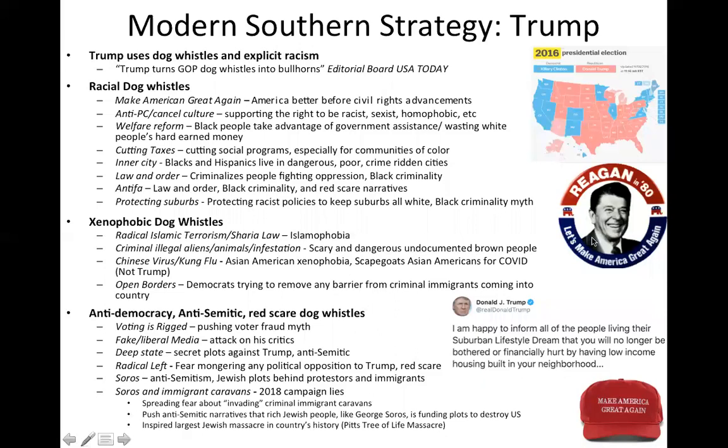That same racial dog whistle that Reagan used to push reverse racism myths, and the idea that we were a lot better off before Black people started getting civil rights and affirmative action. So that's one. He pushes the anti-PC, the cancel culture is big, welfare reform, cutting taxes, inner city, law and order. Law and order is being pushed big time as he's violently cracking down on people protesting police brutality right now. He's pushing this myth about Antifa, which is anti-fascist, which is just an idea.